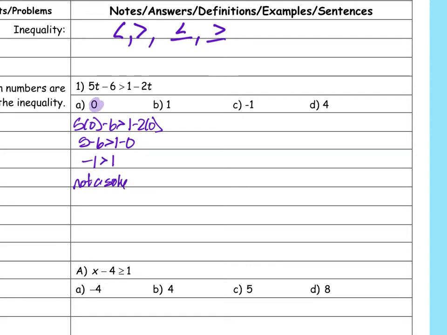So now I'm going to do it for the next one. And since I wrote a little big, I'm going to come down here. So I've got 5 times 1 minus 6. It's got to be greater than 1 minus 2 times 1. So 5 times 1 is 5, minus 6 is greater than 1 minus 2. So again, we've got -1. Oh my gosh. Wow, my math is really good. Sorry, I'll go back and fix the first one. Is greater than -1. Is -1 greater than -1?